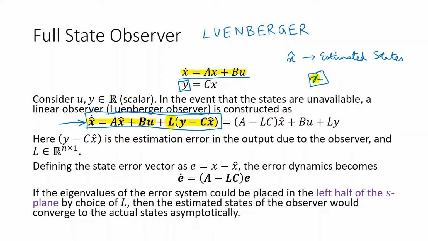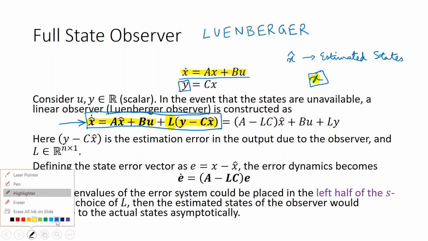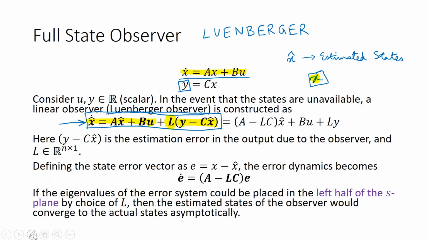In this Luenberger observer, this additional term is also called the observer injection term. It is injected into the observer. So that term here is L (y minus C x hat).